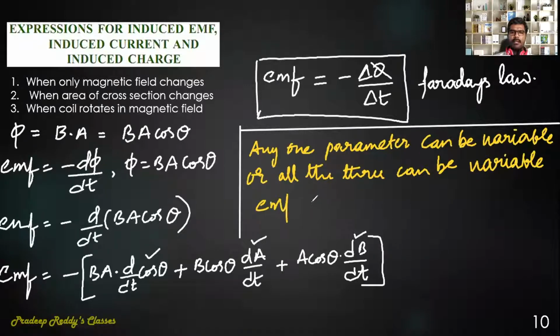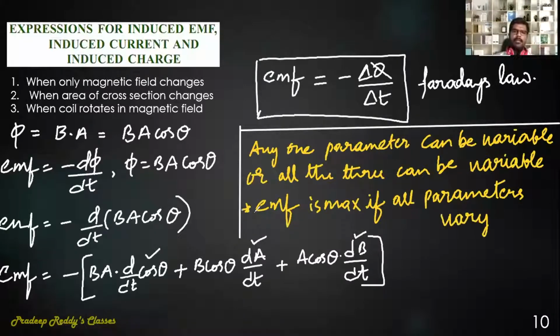And EMF developed is maximum if all parameters vary. So EMF developed in the coil will be maximum if the magnetic field is changing, the area of cross section is changing, and the angle between the magnetic field and the area of cross section is changing. If all the three are variables, then the maximum EMF can be developed in the circuit. Okay, this is how EMF is developed in the coil. You can write down the mathematical expression for EMF developed in the coil.